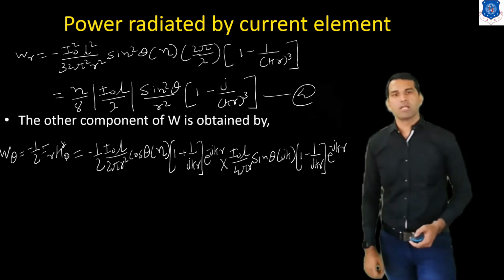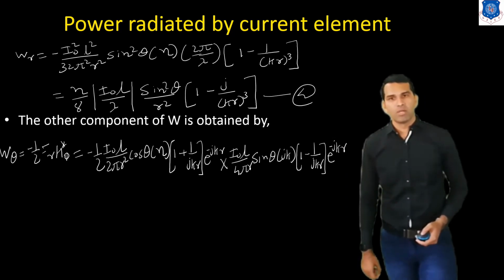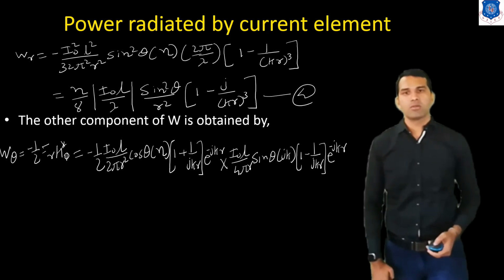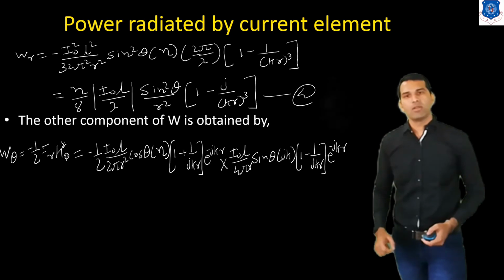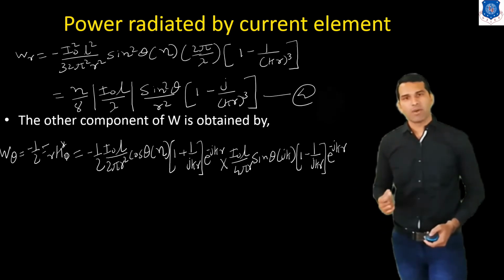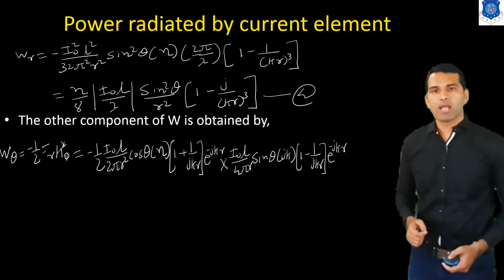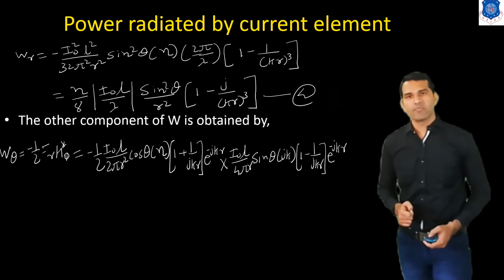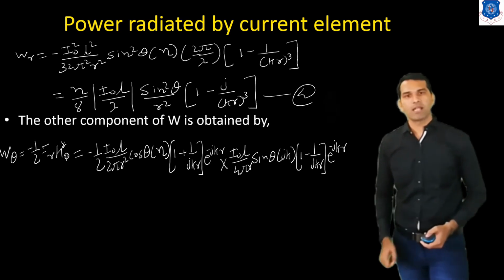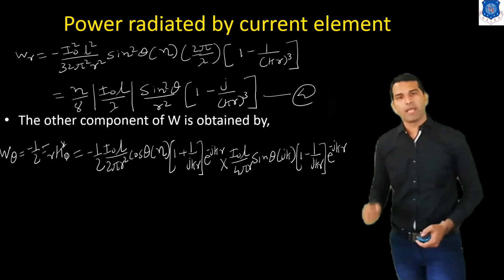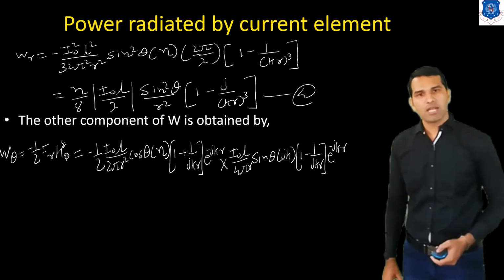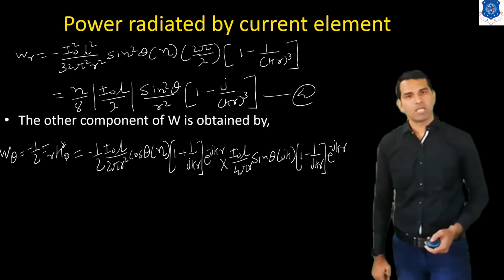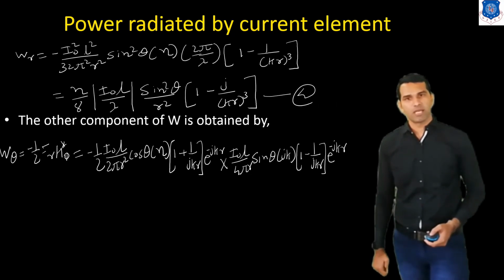Now we solve W_θ. W_θ is nothing but −1/2 E_R H_φ*. When we put the values of E_R and H_φ, the E_R value is −1/2 · I0 L / (2π R²) · cosθ (1 + 1/(jkR)) e^(−jkR). And the H_φ value is I0 L / (4π R) · sinθ · jk (1 − 1/(jkR)) e^(−jkR).